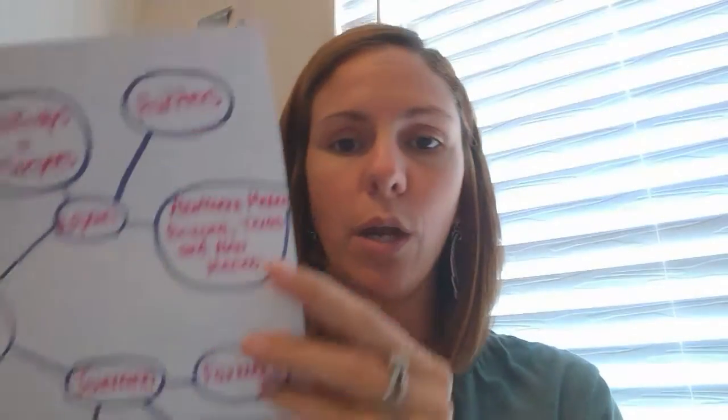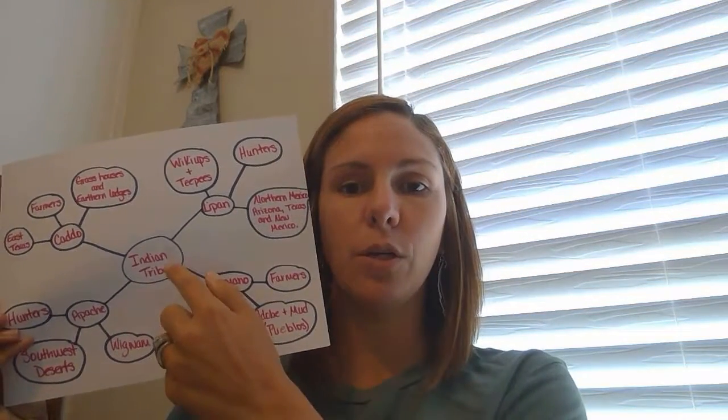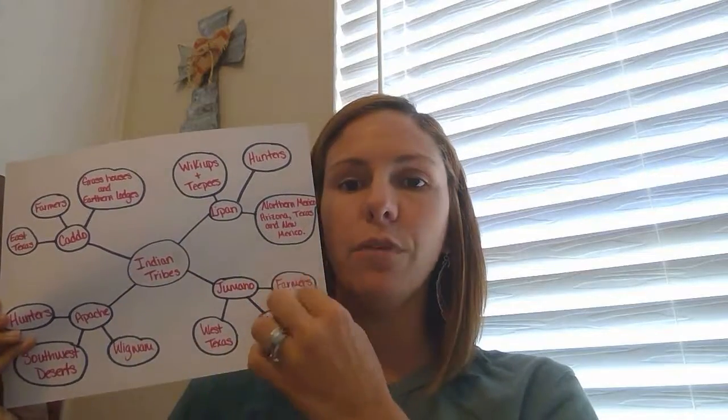Next, during reading, we're going to create our webbing. This is going to tell us our Indian tribes, the different tribes, and then from there, it's going to split off into what each tribe is, where they're from, what they live in, and how they obtain food, or their method of survival. From there, we're going to do our study guide.